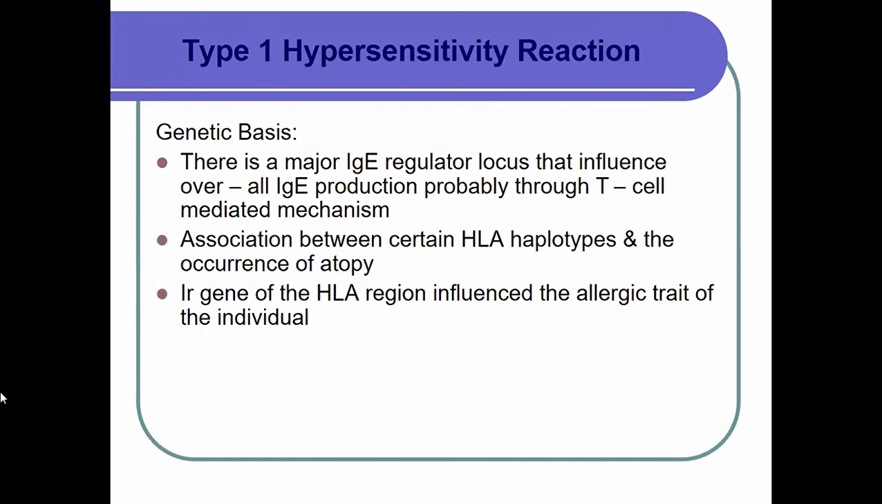So, what is the genetic basis for this? There is a major IgE regulator locus that influences the overall IgE production, probably through a T-cell mediated mechanism. So there is an association between certain HLA haplotypes and the occurrence of atopy. So the LR gene of the HLA region influences the allergic trait of the individual. So be careful, there is a genetic basis.